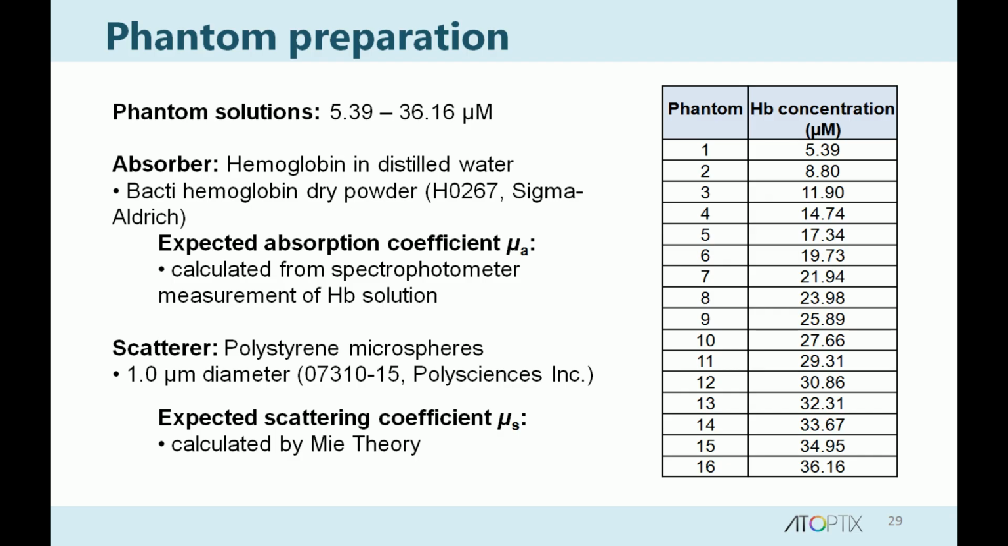So the phantoms were set up to mimic typical concentrations for hemoglobin. So 16 phantoms with the variable hemoglobin concentration here. We started off with an initial characterized concentration of the hemoglobin, and then titrated from that so we could deduce what the concentrations were. And then the tissue phantoms had 1 micron polystyrene microspheres to mimic the scattering properties of tissue. So, knowing the parameters around this, we could calculate what the expected scattering coefficients were for each of the phantoms.